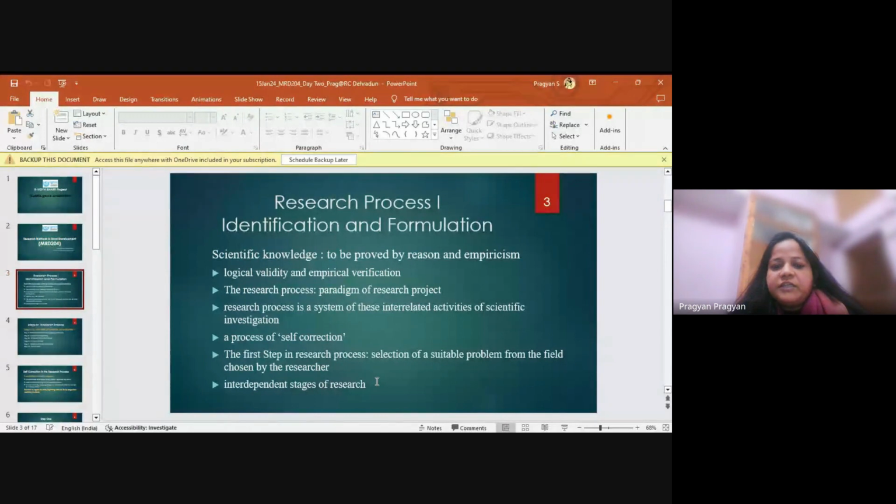So research process, apart from this logical validity and empirical verification, is a process of self-correction. Self-correction means sometimes we start conducting a study, and in later phases, at a later step, we encounter a very different kind of problem. What is that? Sometimes we feel that our data is only partially supporting our hypothesis. That means either some mistake is there in the sampling process or in our objective.